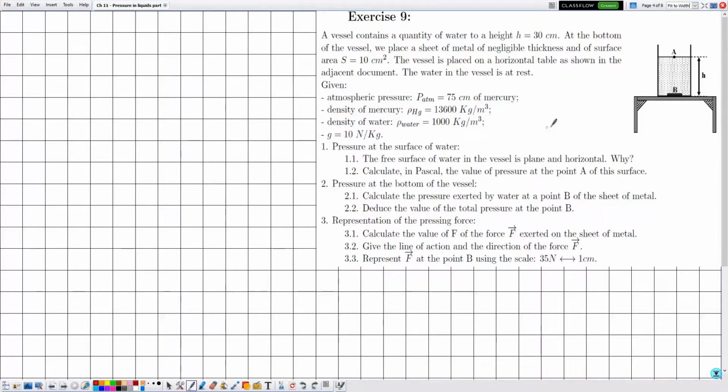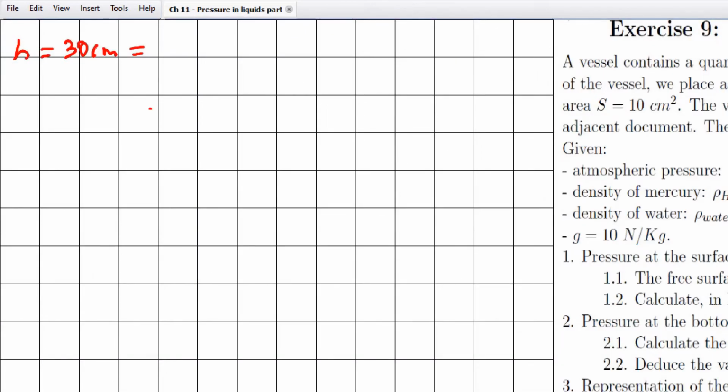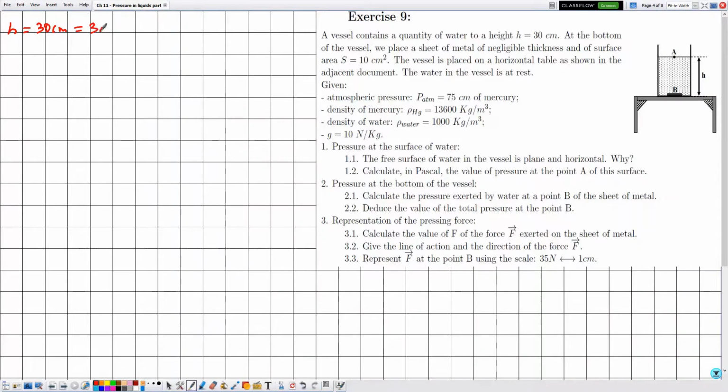So exercise number 9. A vessel contains a quantity of water to a height h equal to 30 centimeters. Then we have that h is equal to 30 centimeters. Knowing that centimeters is not the SI unit of length, in order to convert from centimeters to meters, we simply divide by 100. Then 30 divided by 100, so this height is given by 0.3 meters.